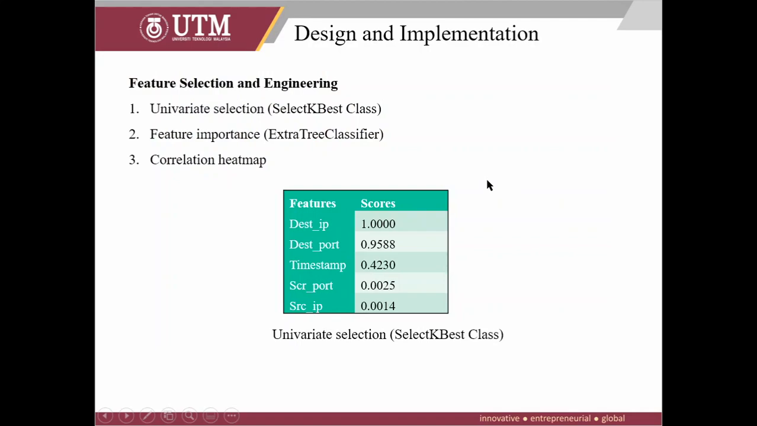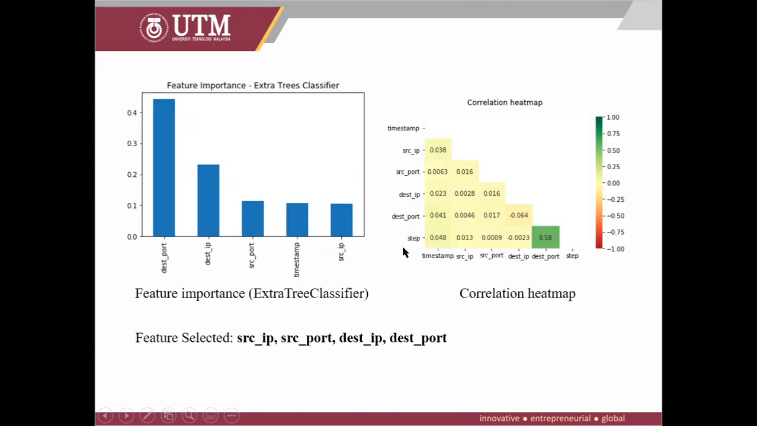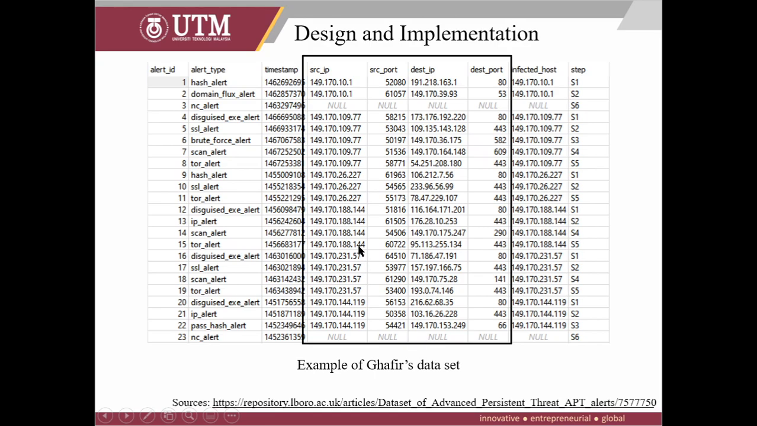The feature selection part, this is the univariate selection. Here we see that destination IP and destination port are the features that we will want to include. This is the result of feature importance and the correlation heat map. So the result is that we selected these 4 features to be trained, which are these 4 columns here.